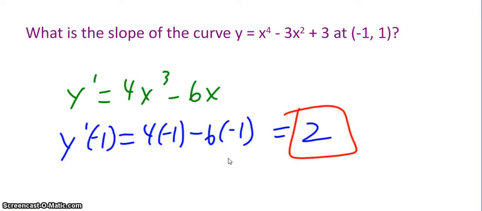All right, so we should end up with y prime equals 4x cubed minus 6x. That's our derivative, so then we plug in negative 1 to find the slope at this point, and we end up with 2. Nice. We also could have used a calculator for this. This one is pretty simple with the derivative though, so a calculator is probably not necessary.